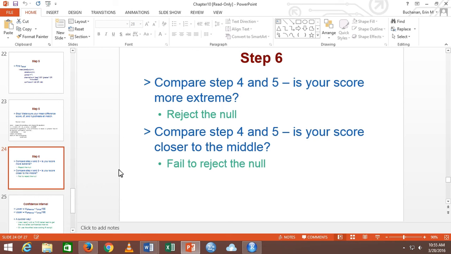So, is your score more extreme? You would reject the null. Your score is closer to the middle, closer to that 0, you're going to fail to reject the null.